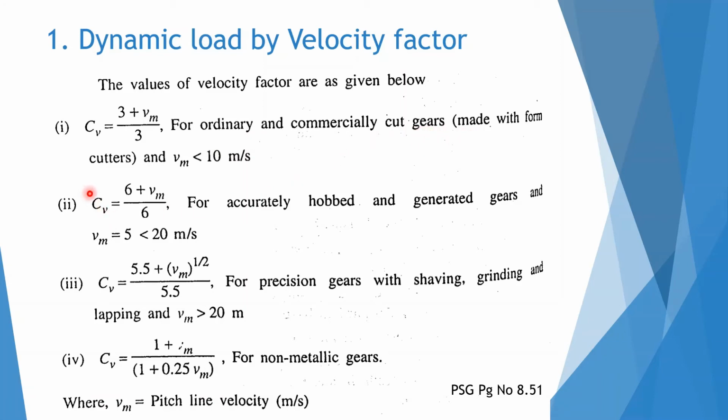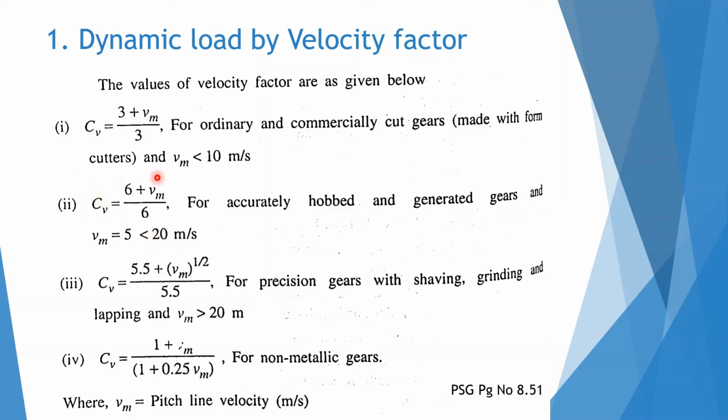Another one is Cv is equal to (6 + Vm) / 6. This one is used when the velocity Vm is between 5 and 20 meters per second. So this is for accurately hobbed and generated gears.